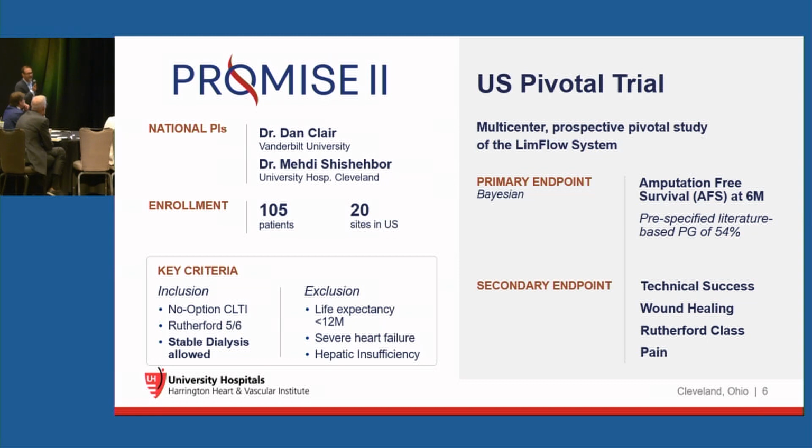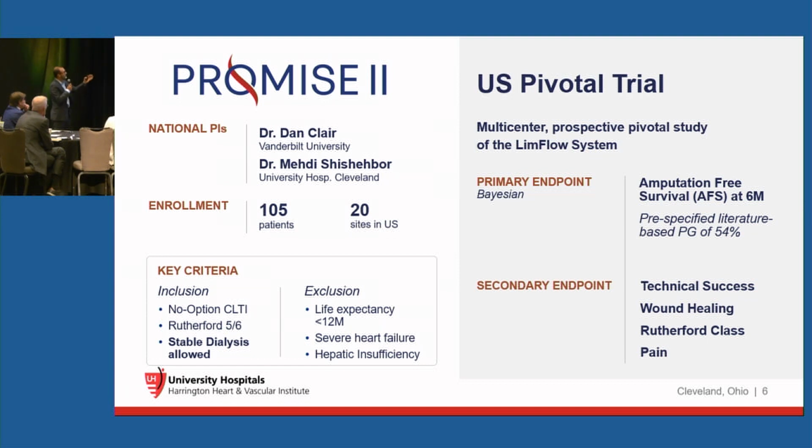There were 105 patients in the study in 20 sites, and these were the inclusion and exclusion criteria. Basically, very few exclusions except life expectancy and severe heart failure. End-stage renal disease, diabetes, all the other stuff, gangrene, required a TMA, everything was included in the study.